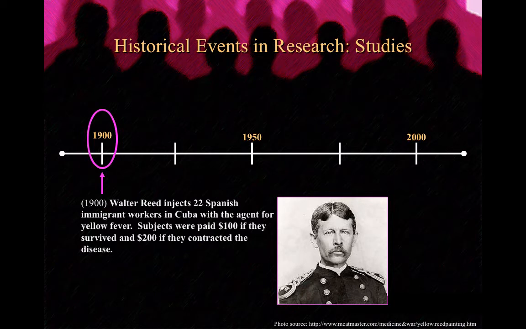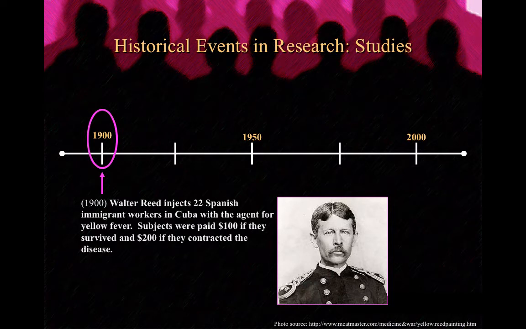Walter Reed, a medical doctor, wanted to test the hypothesis that yellow fever was transmitted from human to human during contact. He recruited poor immigrants and low-rank army men for this research and told them in his version of an informed consent that they are better off contracting yellow fever in a controlled environment where they can receive medical attention right away. He paid them $100 if they survived and $200 if they contracted yellow fever.